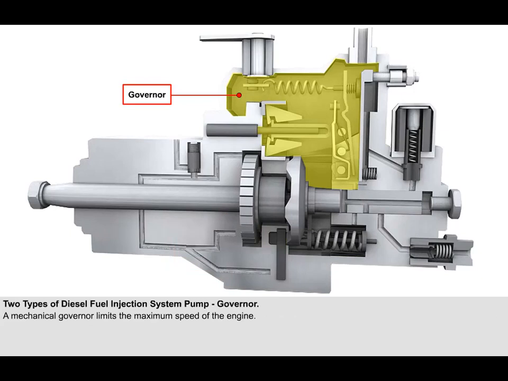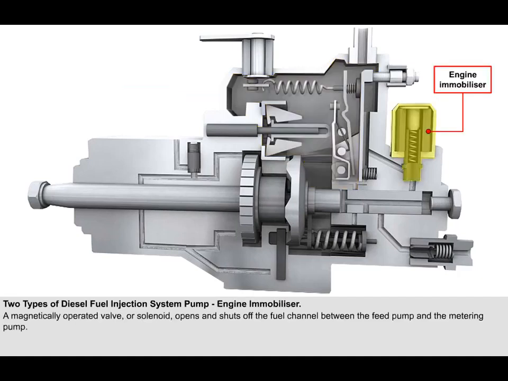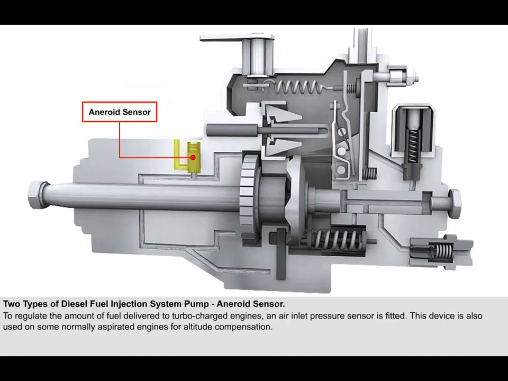A mechanical governor, also fitted to the fuel injection pump, limits the maximum speed of the engine. A magnetically operated valve, or solenoid, opens and shuts off the fuel channel between the feed pump and the metering pump. An air inlet pressure sensor is used to determine the maximum amount of fuel delivered on injection pumps for turbocharged engines. On newer, normally aspirated engines, a similar arrangement is used for altitude compensation.